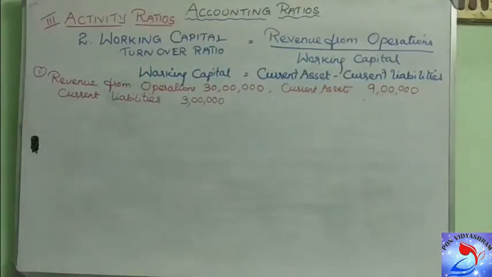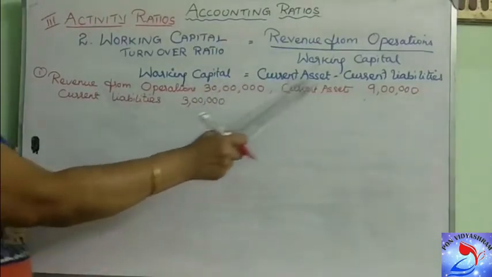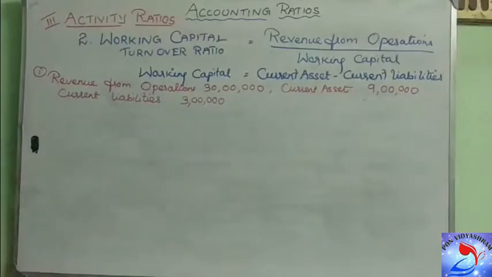So we all know revenue from operation. What is revenue from operation? Your net sales is called revenue from operation. Working capital, we have also discussed. That is current asset minus current liability is your working capital.